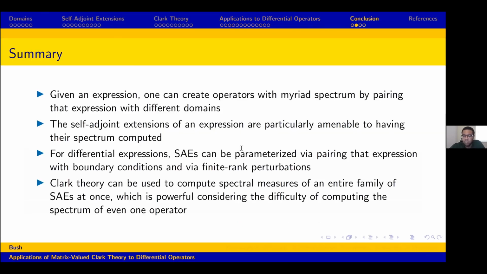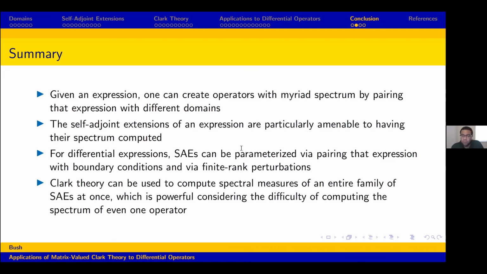So to just wrap everything up, what have we talked about today? Given an expression, you can create operators with myriad spectral properties by pairing that expression with different domains. Specifically, one type of domain that's interesting is a domain that induces a self-adjoint extension for that expression, because these are amenable to having their spectrum computed quite nicely. In particular, Clark theory can help us do that.